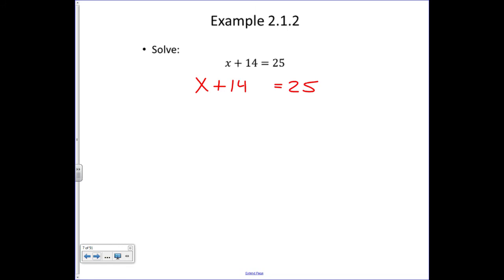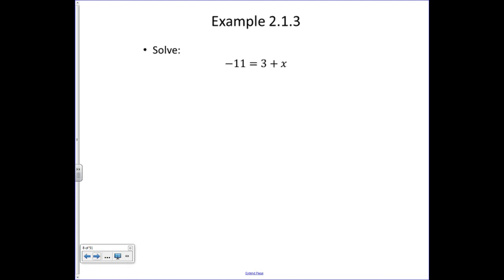Well, we still want to get x by itself. So to do that, since we have x plus 14, we want to subtract 14 from both sides. Well, 14 minus 14 just goes to 0, and we're left with x equals 25 minus 14, which is 11. And so we get x equals 11. Remember to always add or subtract the same number to both sides of the equation.